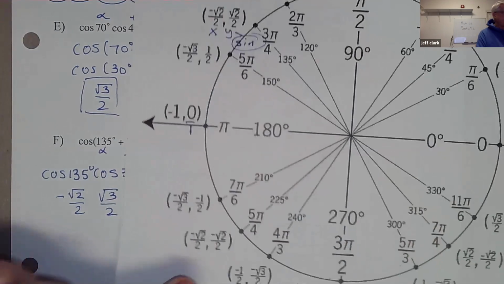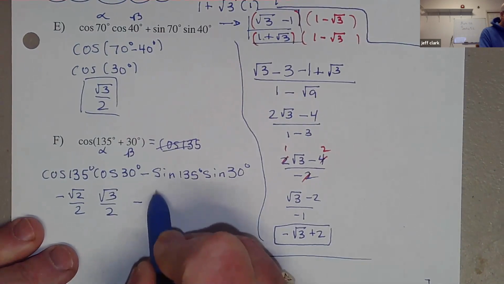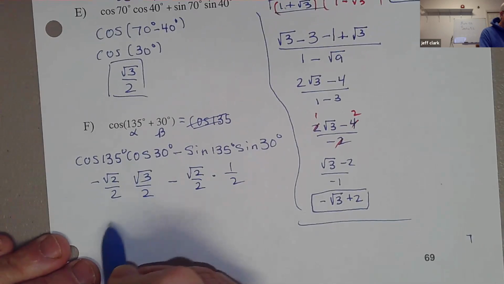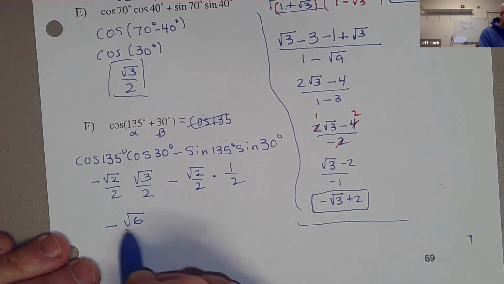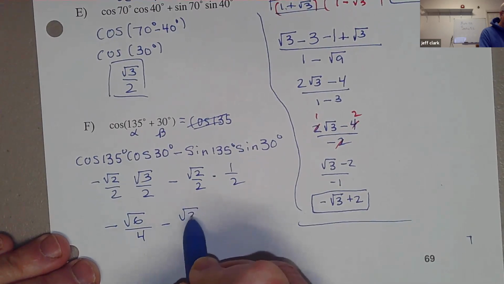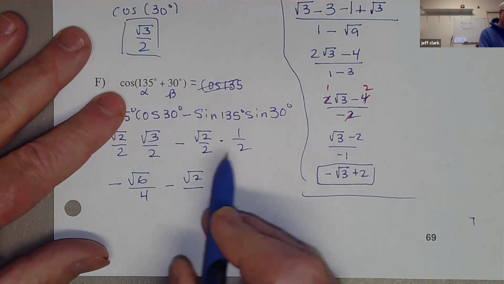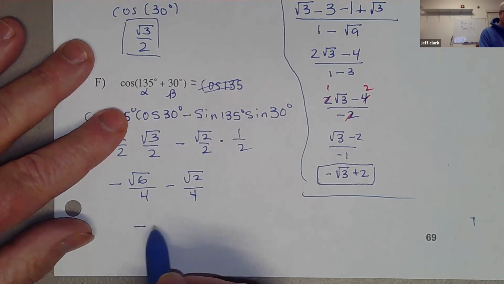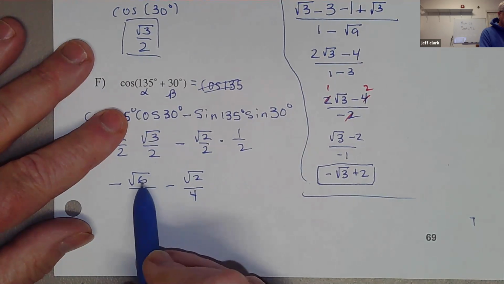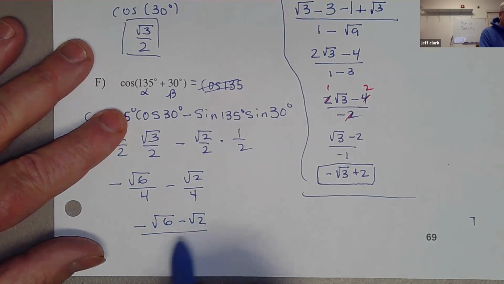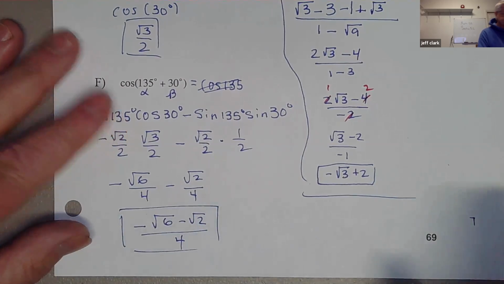So sine of 135 is root 2 over 2, times sine of 30, which is a half. Multiply straight across. Minus root 2. You're always getting a bunch of root 2s and root 6s and a bunch of 4s. It just depends on what the signs are. Squish this together. Be careful, easy mistake. That's not negative root 8. You can't do that. So this is negative root 6, subtract root 2, all over 4. Nice looking answer.